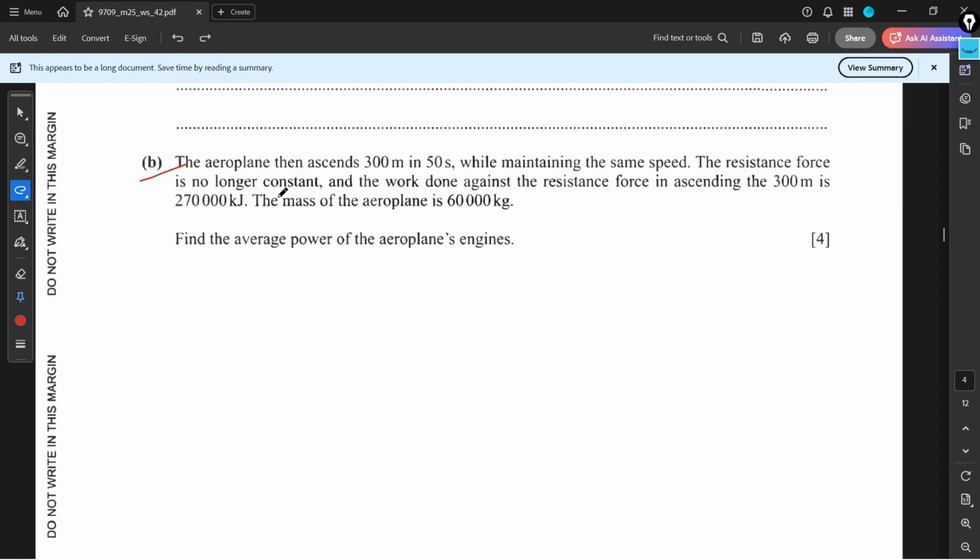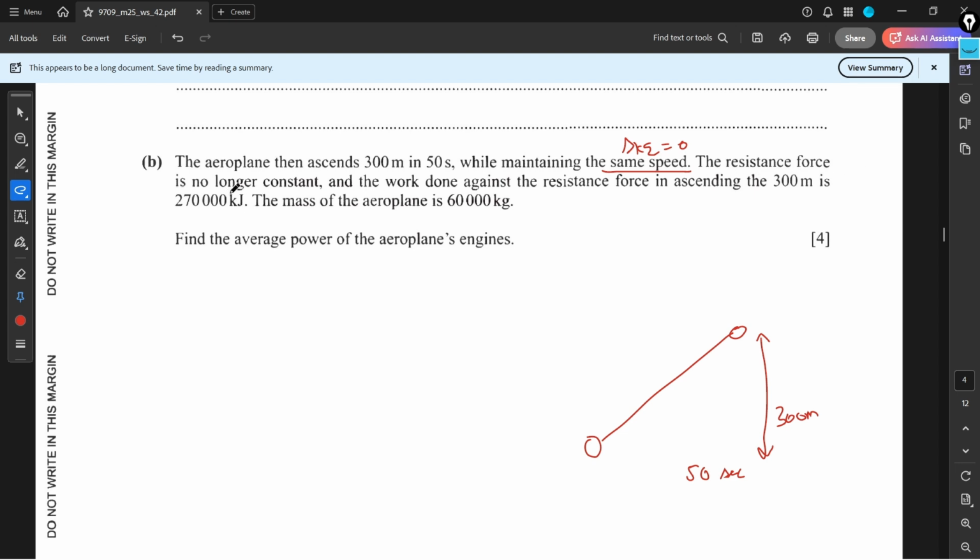Now for the B part, we are given the aeroplane that is going to ascend 300 meters in 50 seconds. So let's say in 50 seconds, the aeroplane is going to climb the height, and vertically it's going to be 300 meters, which it's traveling just in 50 seconds. And it's also going to maintain the same speed. It basically means there is no change in kinetic energy. It's going to be zero.